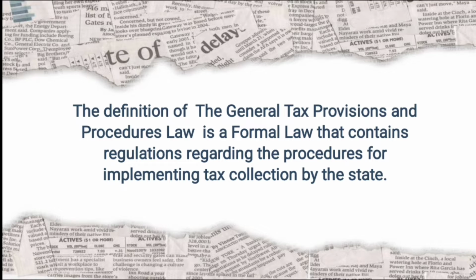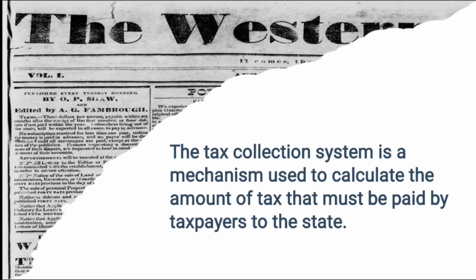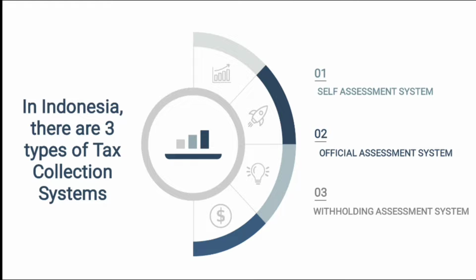The definition of the general tax provision and procedure law is a formal law that contains regulations regarding the procedure for implementing tax collection by the state. The tax collection system is a mechanism used to calculate the amount of tax that must be paid by taxpayers to the state. In Indonesia, there are three types of tax collection system. Number 1, self-assessment system. Number 2, official assessment system. Number 3, withholding assessment system.